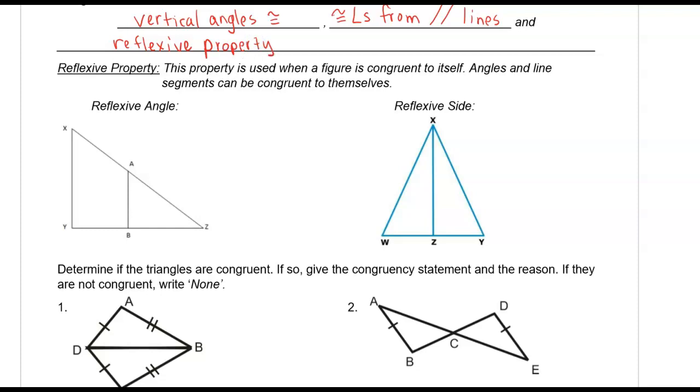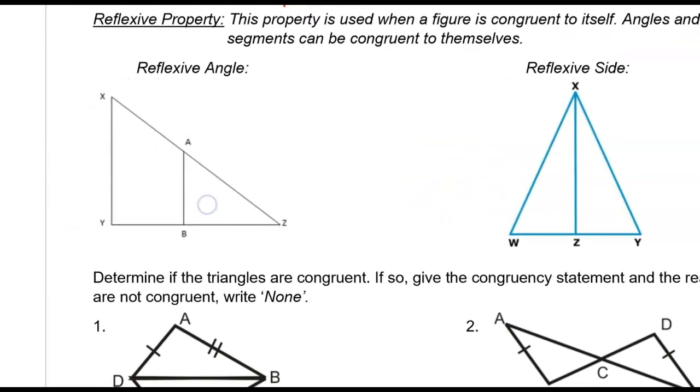New property we're going to learn is reflexive property. This property is used when a figure is congruent to itself. So what we say is that an angle is congruent to itself, or we will say that a segment is congruent to itself. In the first picture, we have what is a triangle within a triangle.